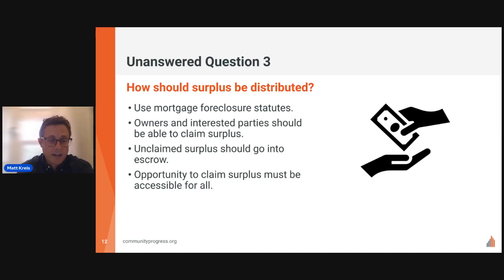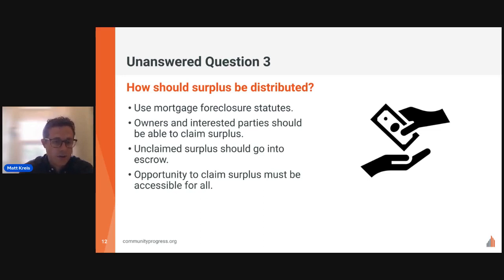So unclaimed surplus should go into escrow, and there should be an opportunity to claim surplus. But it's really important that, to the extent that there is surplus, it's got to be accessible. It's critically important that the notices that go out for the foreclosure and all of those things very clearly articulate what happens with the surplus and how folks can take it.